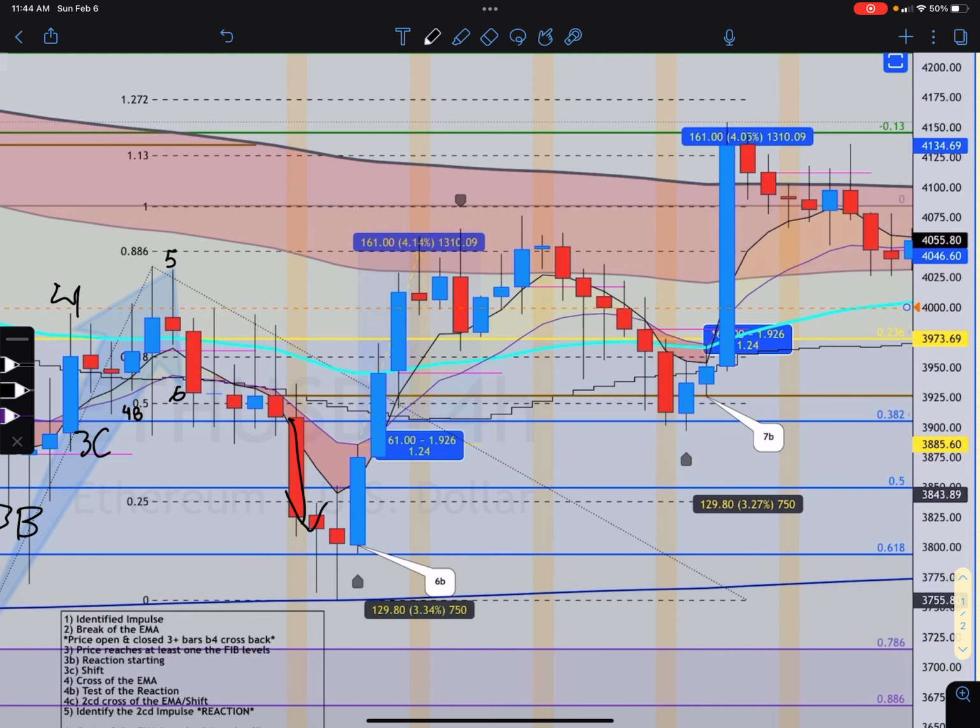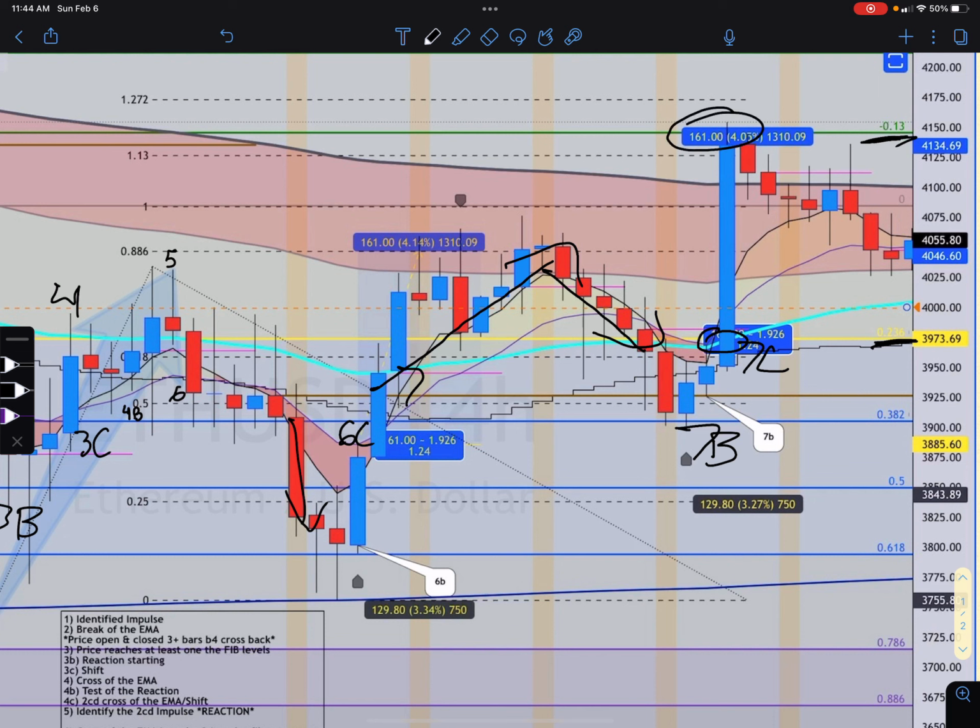This is my 6B. I said this is my 6C here. And the way you look at this would be your 7. This would be your first reaction. Price coming back down to test that, creating your 7B here. Your shift is here. 7C, winning your entry here. 236. Target 113. Risking 161, 129. That is 1.24 risk to reward here.